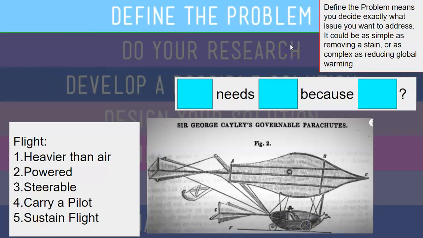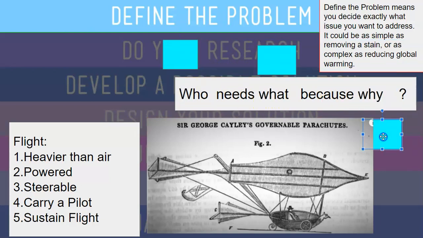Our first step in the engineering design process is define the problem. Define the problem means you decide exactly what issue you want to address. It could be as simple as removing a stain or as complex as reducing global warming. When you're doing this, you want to know who needs what, because why. It's important to remember all three of those.